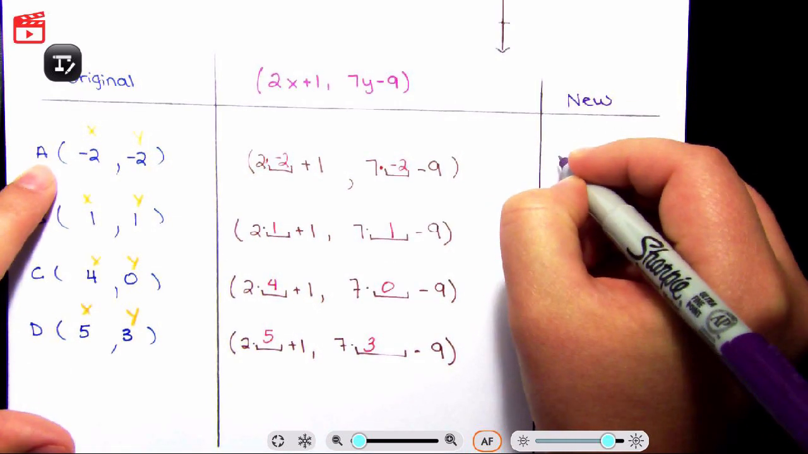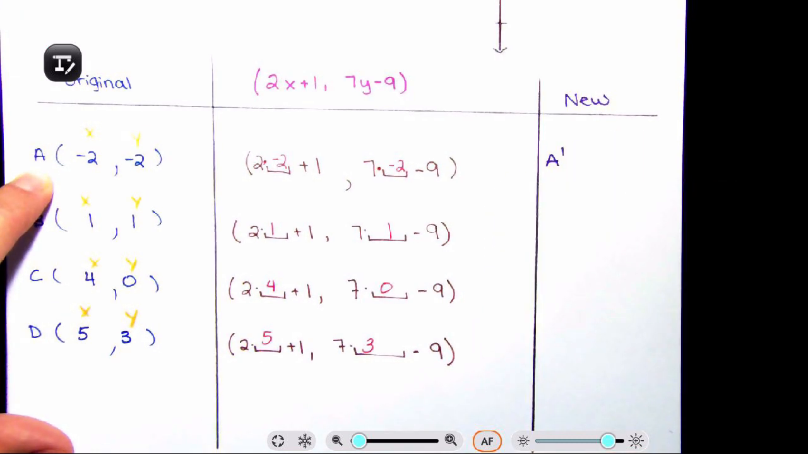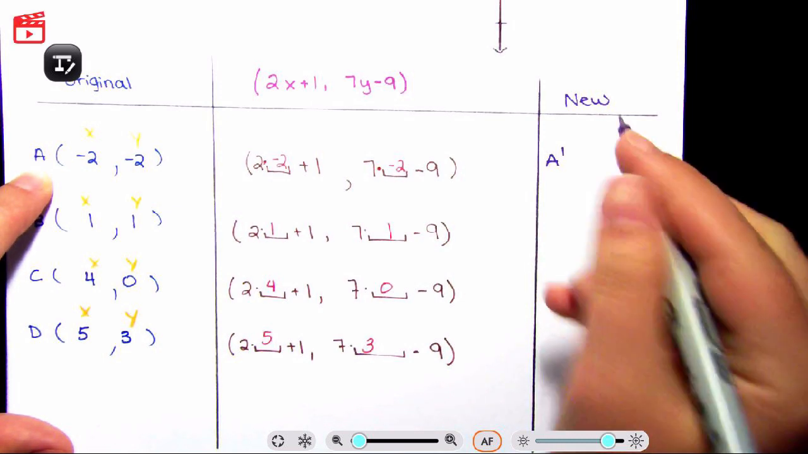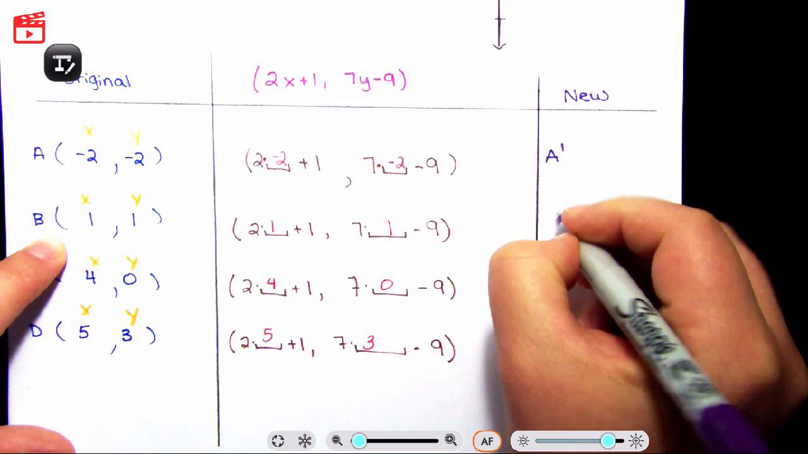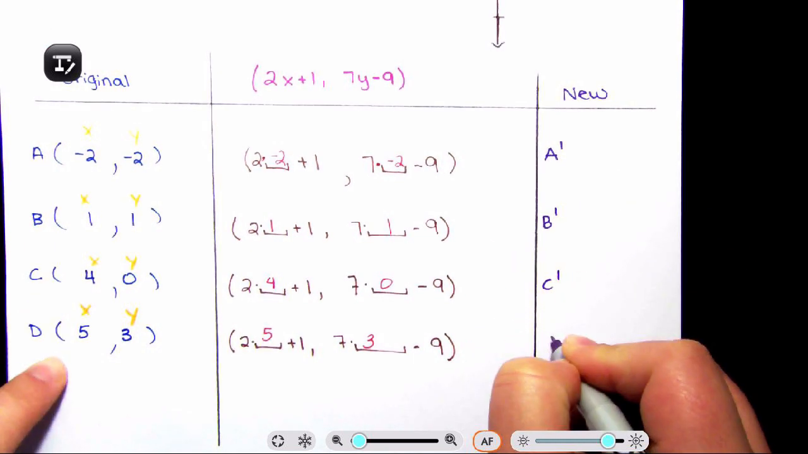So for example, here's our A. Our new point is going to be A prime, which is like a little tiny one, like think exponent, like a 1 exponent, but it's a tick mark, like an apostrophe. So I have A prime, B prime, C prime, and D prime.